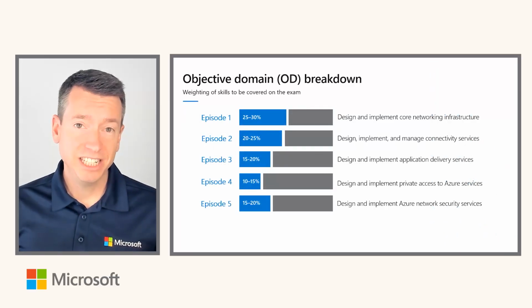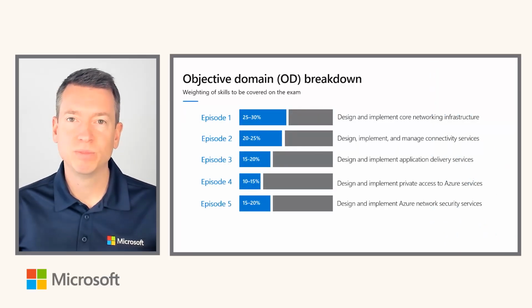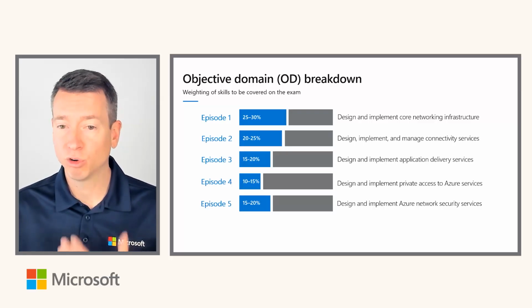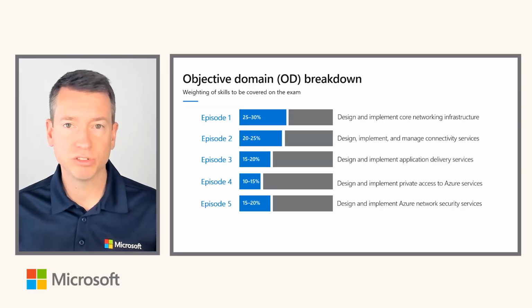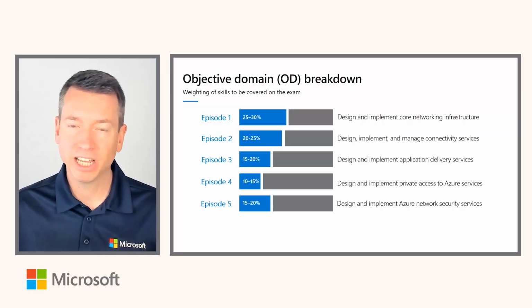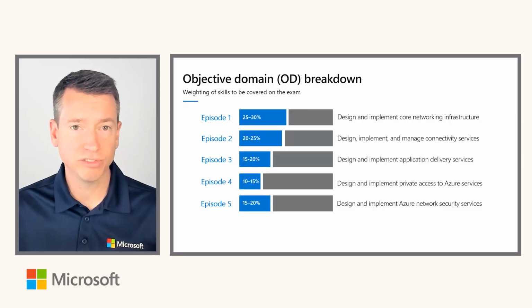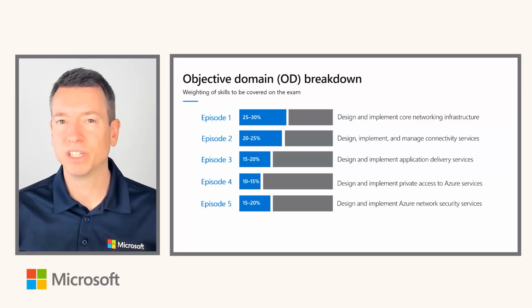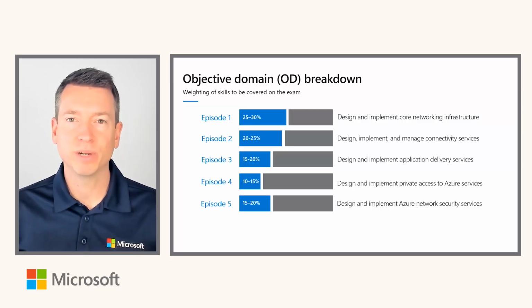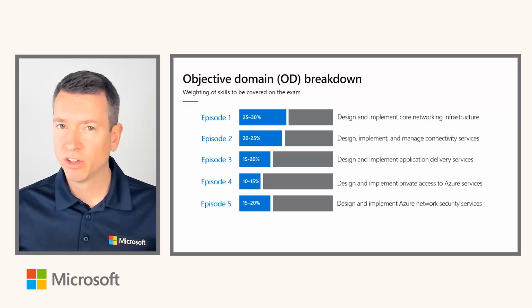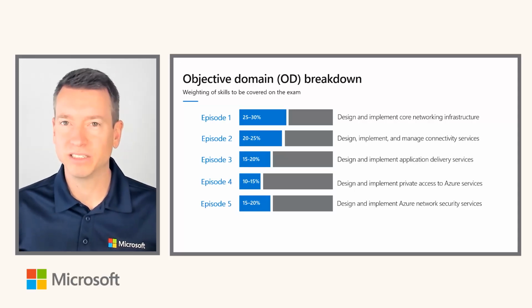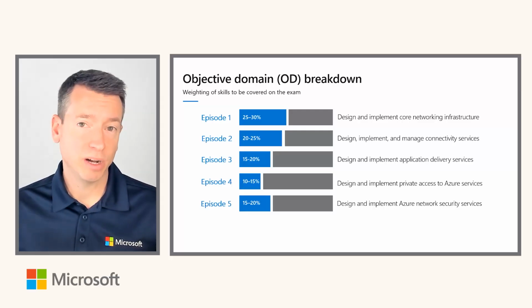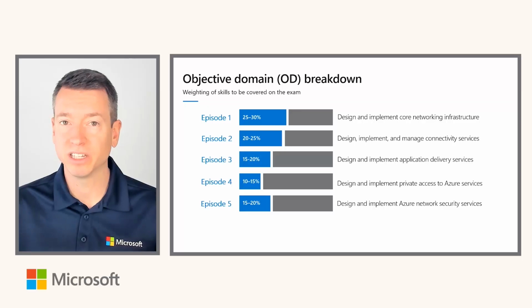In this video series, each episode will cover one of the 5 groups in the objective domain. Now, these groups are focusing on designing and implementing of core network infrastructure, manage connectivity services, implement application delivery services, private access to Azure services, and Azure network security services. Now, each group has a specific weight, indicating the percentage of questions that will come from each area. Currently, episode 1 is the most heavily weighted section, so you may consider focusing more of your study time here. However, to pass the exam, you need to be familiar with skills in all groups.